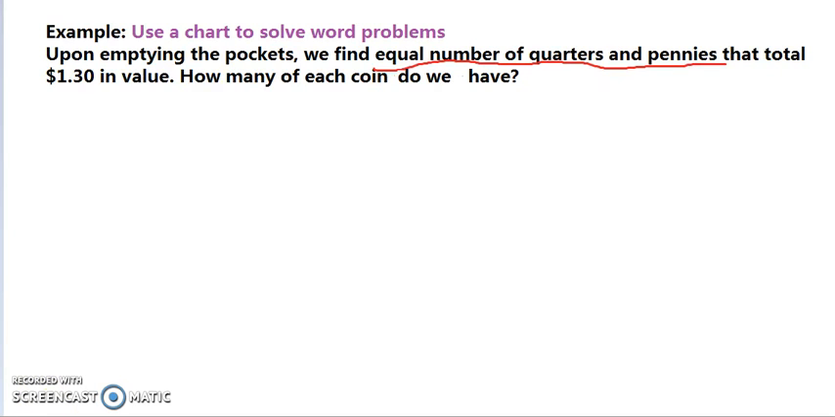In this video, we're going to look at an example of using a chart to solve word problems. Upon emptying the pockets, we found an equal number of quarters and pennies that total $1.30 in value. How many of each coin do we have? So first of all, we make a chart.